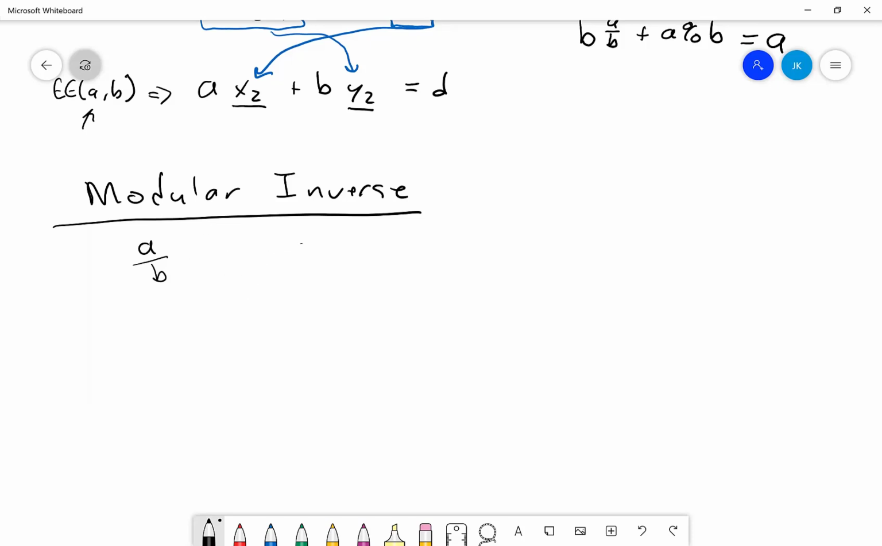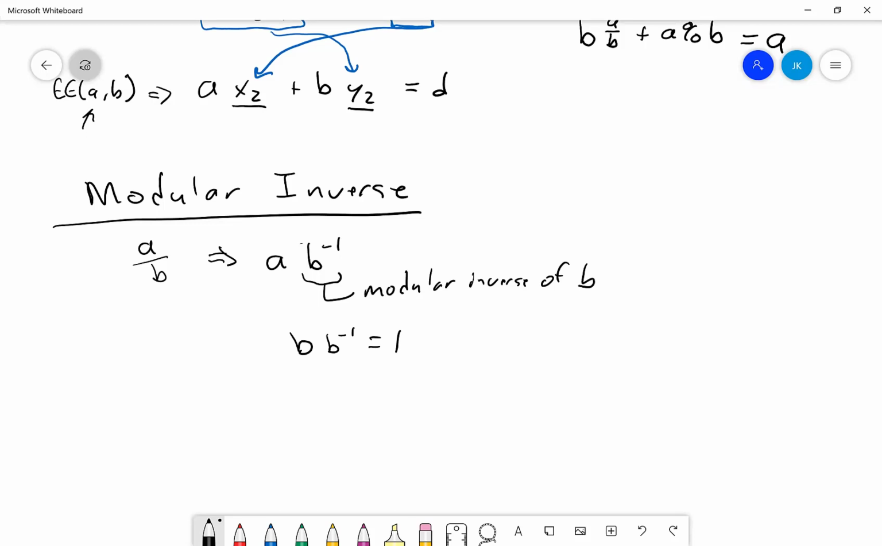But what we can do is compute something called the modular inverse, because we sometimes do want to work with fractions in modular arithmetic. So what we're going to do is write this as A times B inverse, where B inverse is the modular inverse of B. What does it mean to have a modular inverse? That means that B times B to the minus 1 is equal to 1. In other words, if you multiply B times its modular inverse, you get 1.